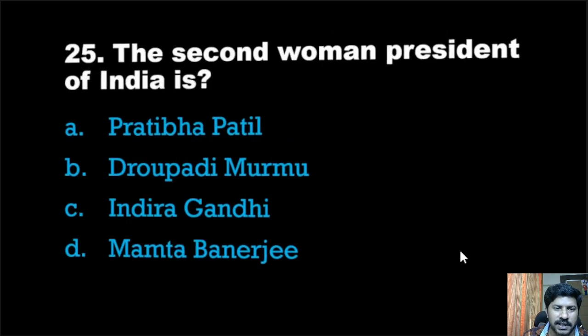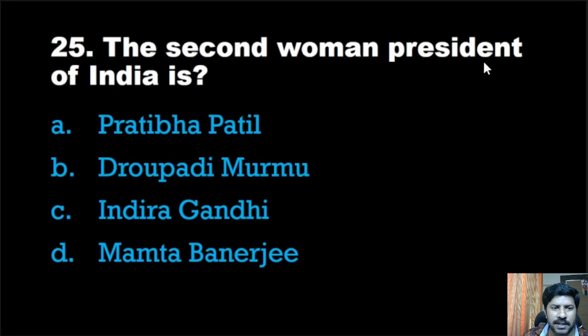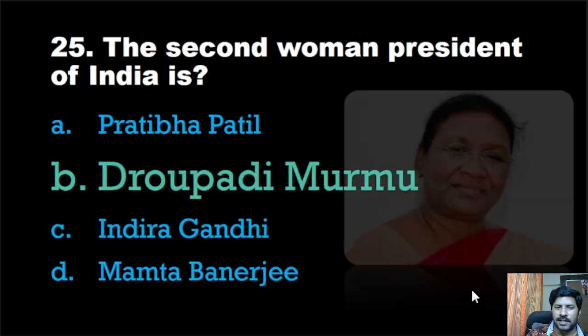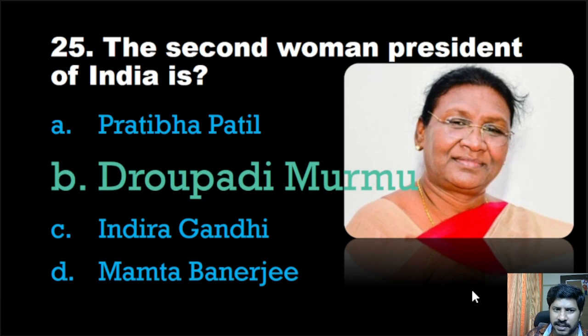So next question. The second woman president of India is Pratibha Patil, Draupadi Murmu, Indira Gandhi, Mamata Banerjee. Correct answer is Draupadi Murmu. The current Indian president is the second woman president.